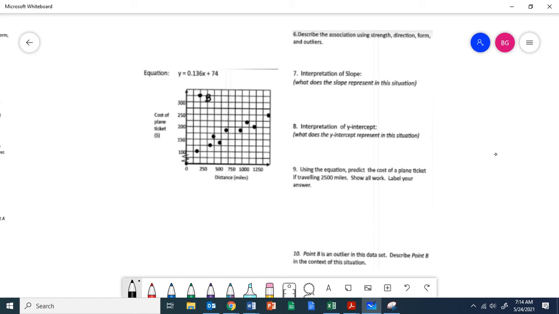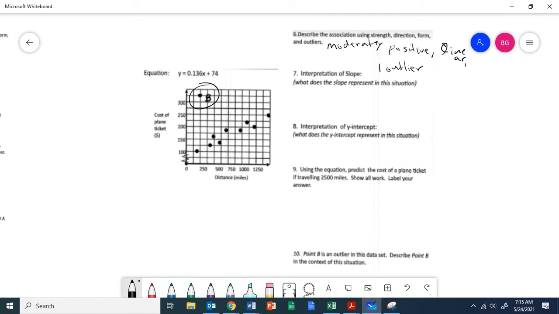All right, so this one, I would say is moderate, in my opinion, because we have a little variance here. It's not in a very linear form like the last problem. We have a little jump around. Our direction is positive. Our form is still linear. And outliers, yes, we have one outlier again.